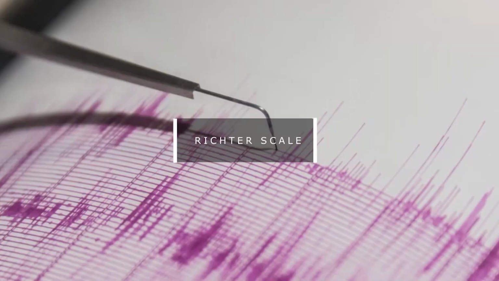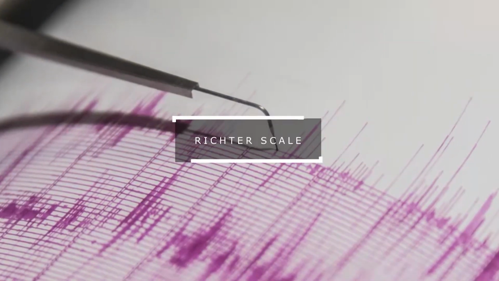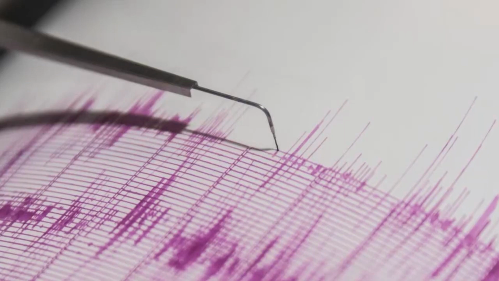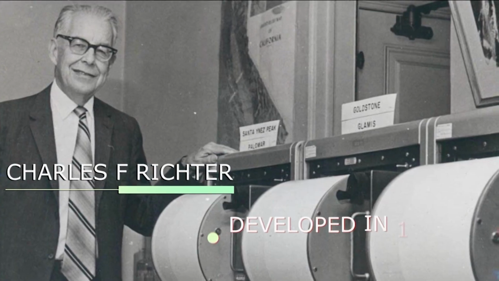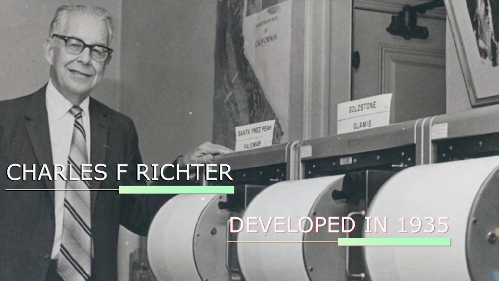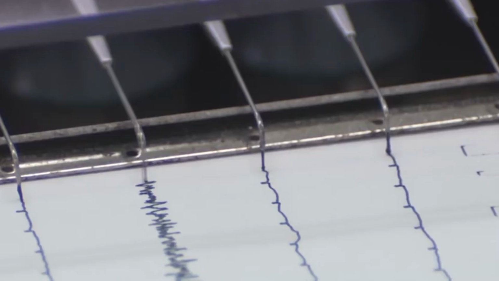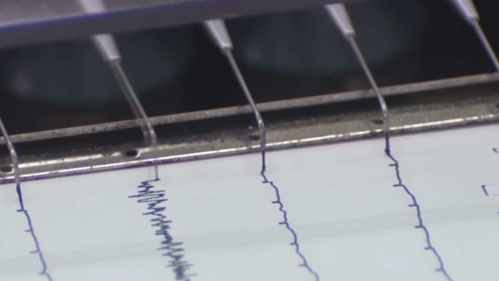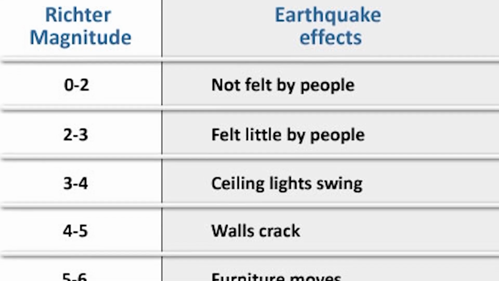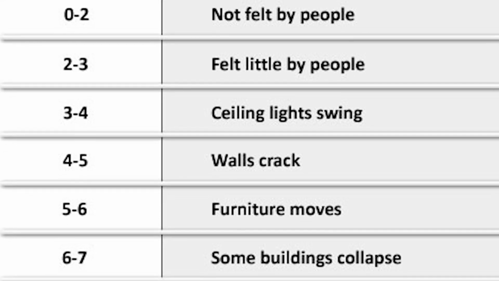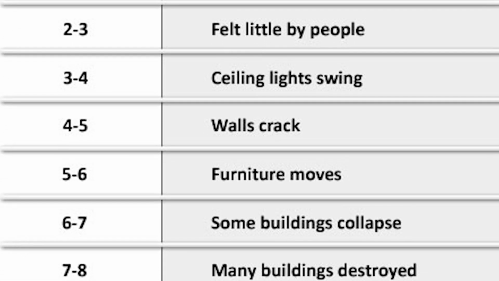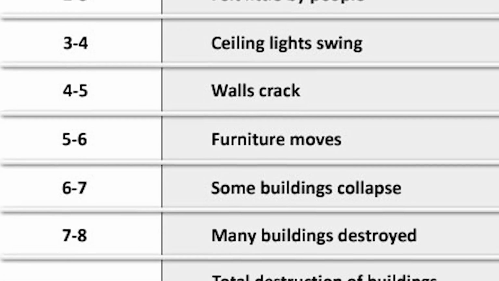Richter scale. It is a standard logarithmic scale used to measure the magnitude of an earthquake. An American scientist, Charles F. Richter, developed it in 1935. The range of the scale is from 0 to 10. Richter scale is not linear. That is, an earthquake measuring magnitude of 7 on the Richter scale is not proportional to an earthquake measuring a magnitude of 6.